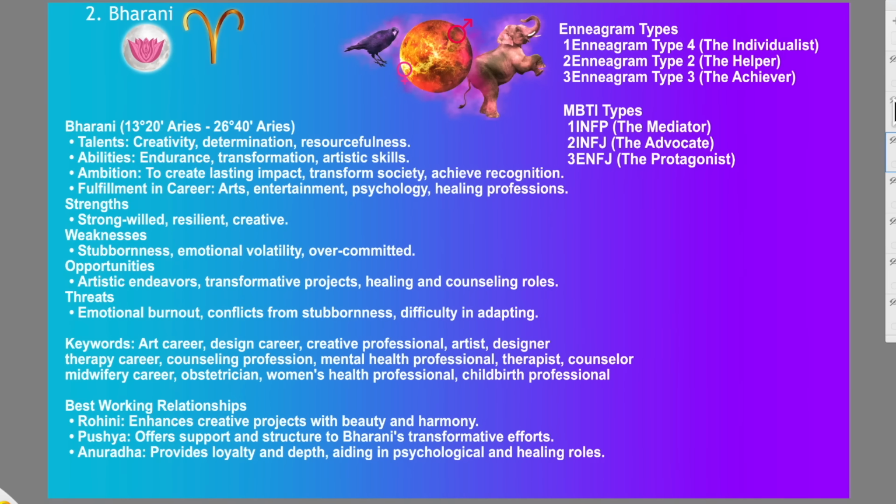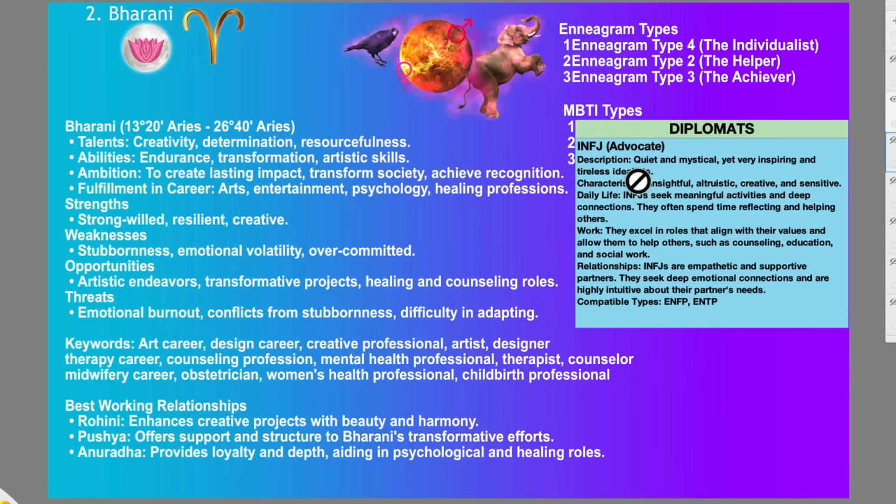INFJ, the advocate. Description of an INFJ is: they are quiet and mystical, yet very inspiring and tireless idealist. Bharani is somewhat of an idealist, being in Aries. They are insightful, they are altruistic, they are creative and sensitive. Once again, we seem to be leaning towards artistic abilities. INFJs seek meaningful activities, deepening connections. They often spend time reflecting and helping others. People profession. Artistic and people profession.